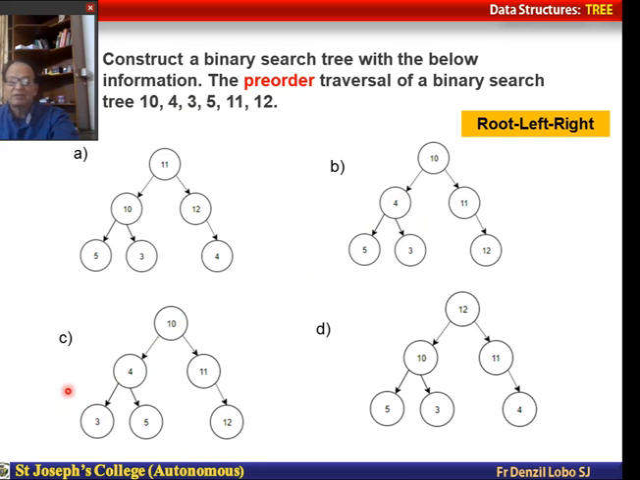So I have selected C as the answer, but we will check again. 10, 4, 3, 5: root, left, right. I have finished the left. Then again, left is not there, because if there was some other 10.5, it would have been here. Therefore, 11 and 12. And as you see, you do the in-order traversal: left, root, right: 3, 4, 5, 10, 11, 12. Therefore C is the answer for this.